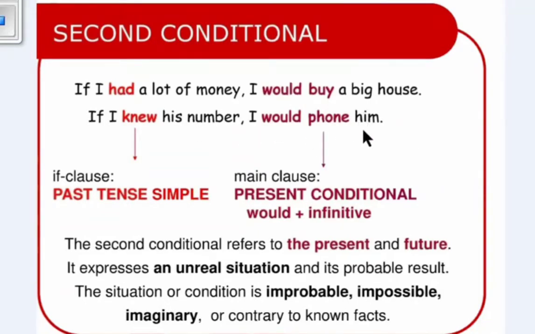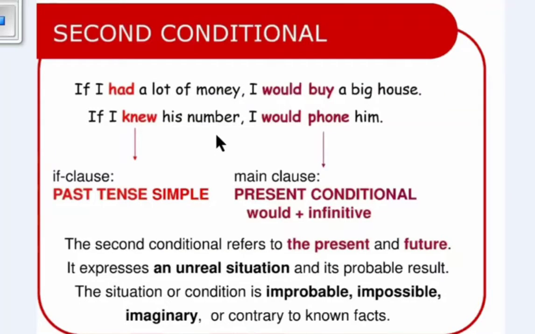And of course, I can start with the second sentence. And in this case, we will put if in the middle, and the sentence which is in the past simple tense will be at the end. I would buy a big house if I had a lot of money. And in this case, we don't use the comma. I would phone him if I knew his number.